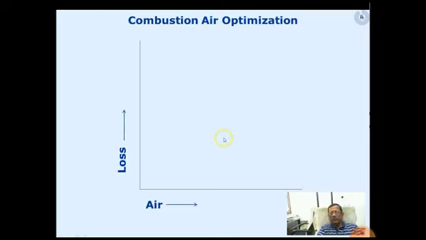If I create a graph of the two losses, with the amount of air on the x-axis and the amount of loss on the y-axis. Now if I consider the CO loss, I would rather say the CO loss will be maximum when the air is minimum, and as I increase the air, the CO loss will go down. So the CO loss curve will be something like this.